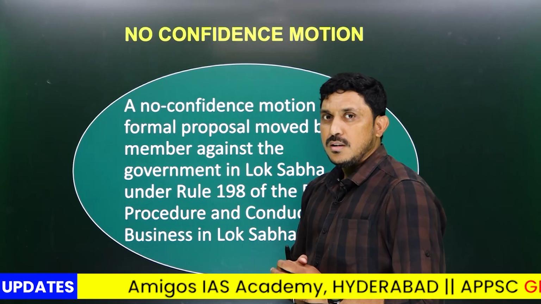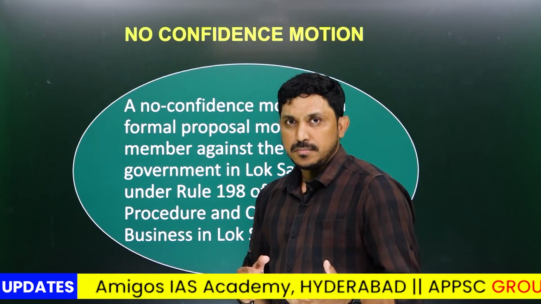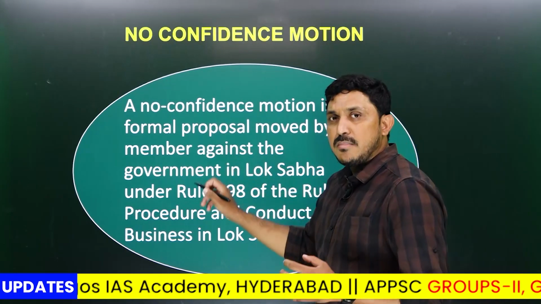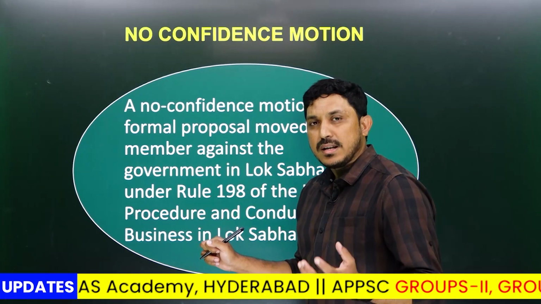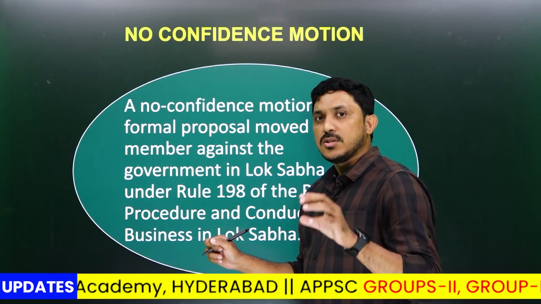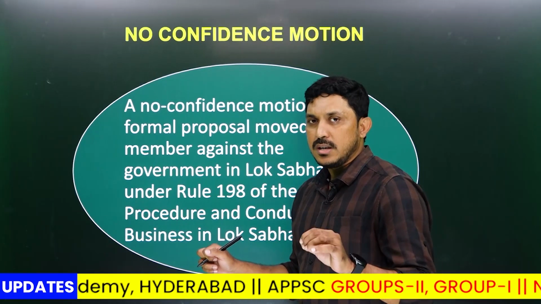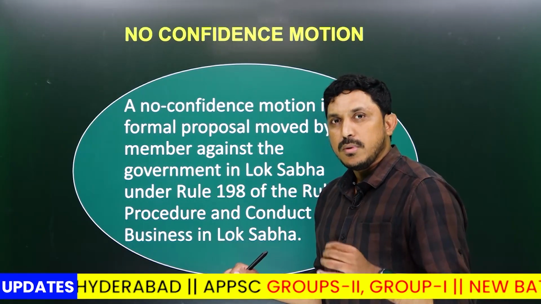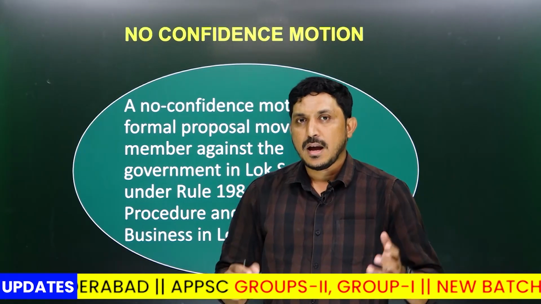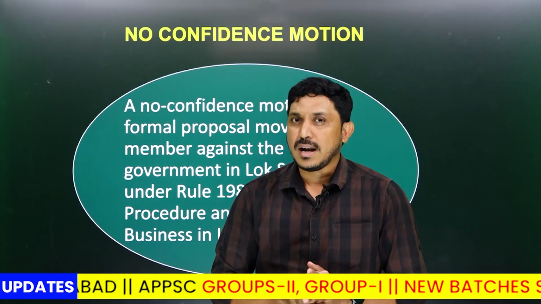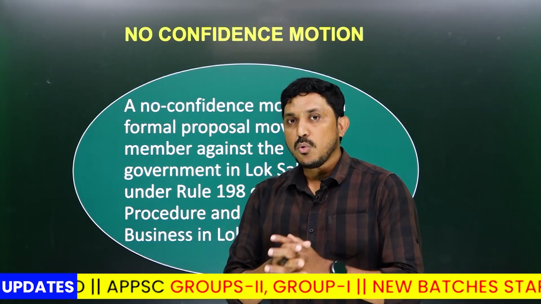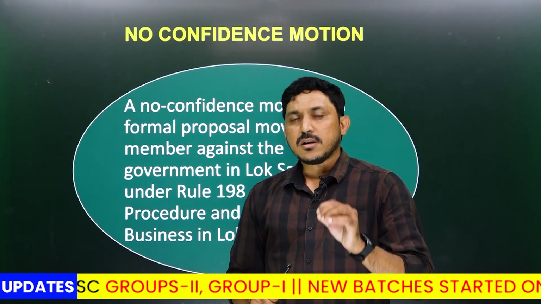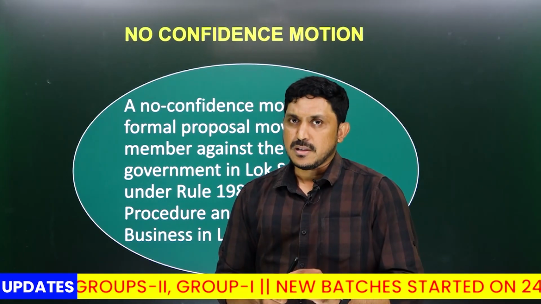So firstly, what is the definition of a no confidence motion? A no confidence motion is actually a proposal which is submitted by a member of Lok Sabha against the government. That means only in Lok Sabha is this permitted, which is the People's House. Under what procedure, under what rule? Because both Lok Sabha and Rajya Sabha have their own rules of procedure and conduct of business. As per Rule 198 of the Lok Sabha, this no confidence motion is passed.